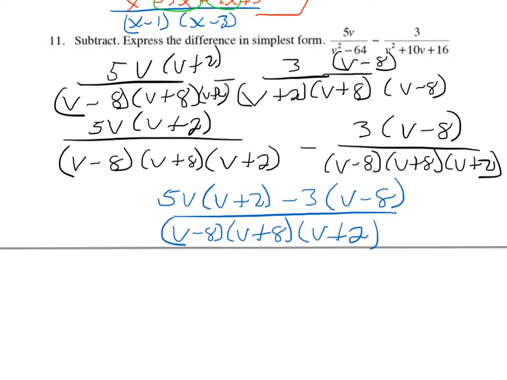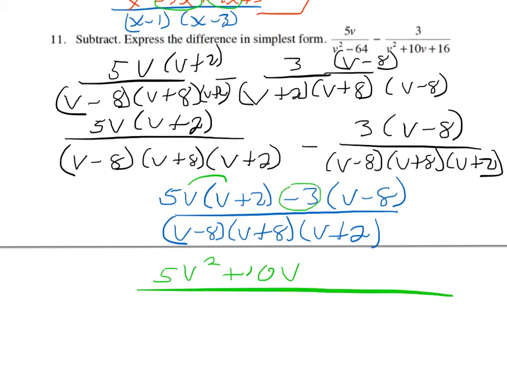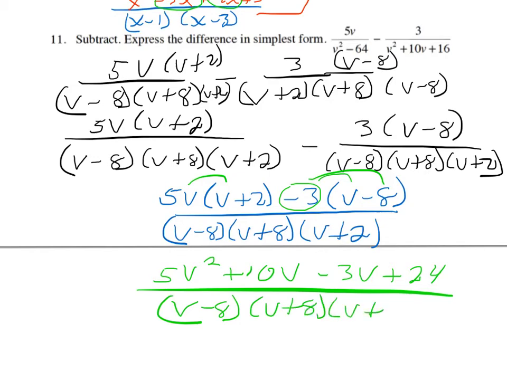Alright, so let's simplify that numerator. So I'm going to distribute in my 5v, and I'm going to distribute in my negative 3. If I distribute that in, I get 5v to the second plus a 10v. And here, notice you have a negative 3. Distribute the negative with it, so that gives us minus 3v. And then I have plus 24, all over top of this v minus an 8, v plus an 8, and v plus a 2.